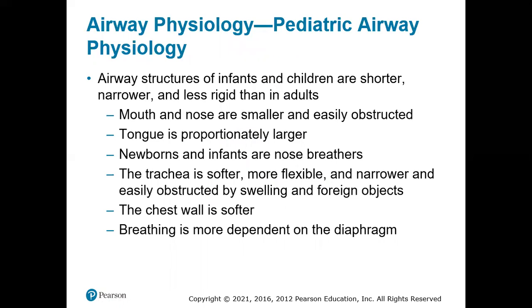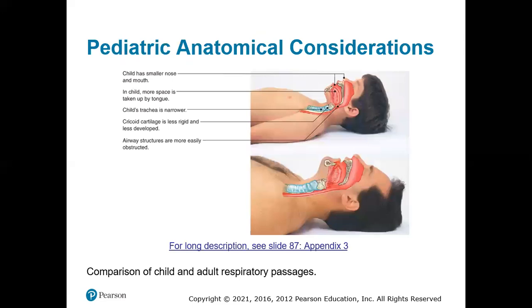Pediatric airway, we did discuss this earlier in anatomy and physiology, to keep in mind that the mouth and the nose are smaller, they're more easily obstructed. The tongue is proportionately larger in pediatric patients. Newborns, infants, remember they are nose breathers. We've got to make sure that we keep those nasal passages open, suction if needed. The trachea is softer, more flexible. It is easily obstructed because of that by swelling and from any foreign objects that could get in the way, whether it's food or objects they put in their mouth. The chest wall is smaller and the breathing is more dependent on their diaphragm.